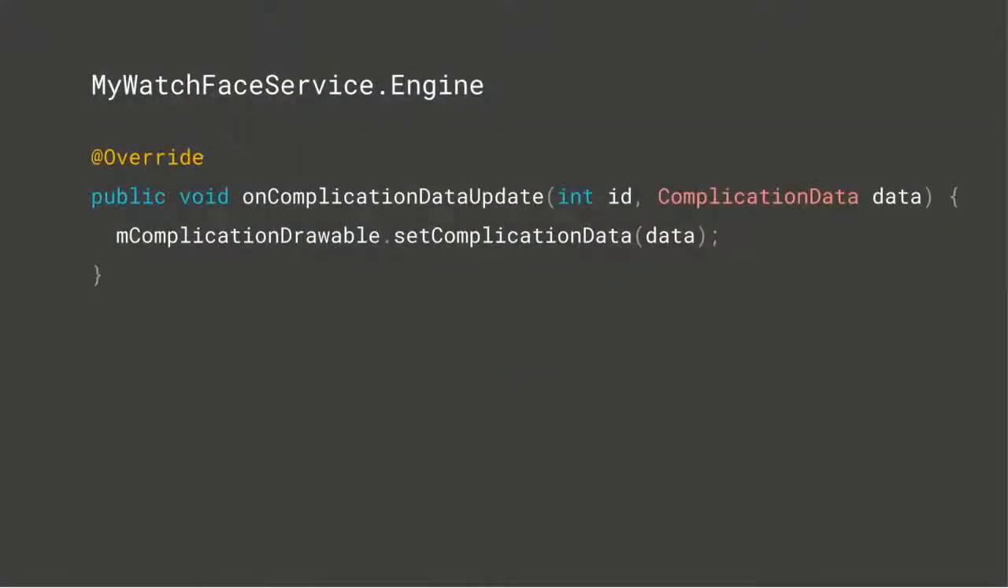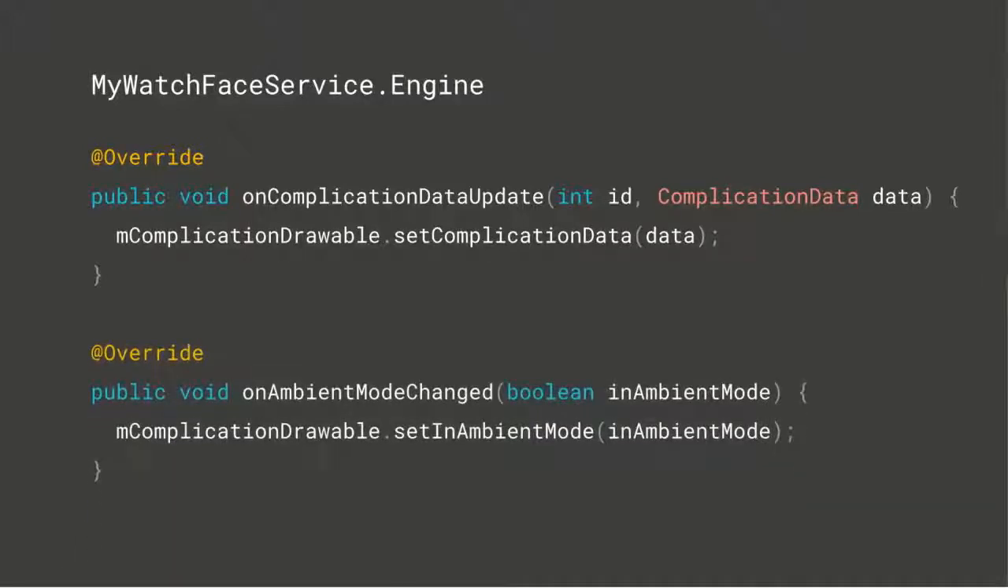So there are a few things you need to pass to the drawable. As I mentioned earlier, you of course have to give it the complication data. So in onComplicationDataUpdate for your watch face, which is where you receive the data, you just pass that data to the drawable. You also need to tell the complication drawable when the device goes in and out of ambient mode. And that's because the drawable handles the change of styles for you. So all you need to do is call setInAmbientMode every time it changes.